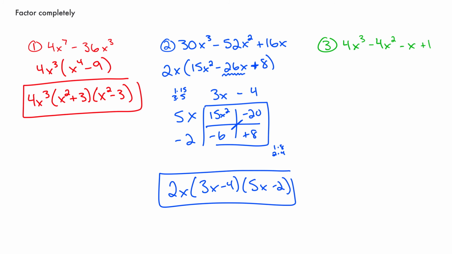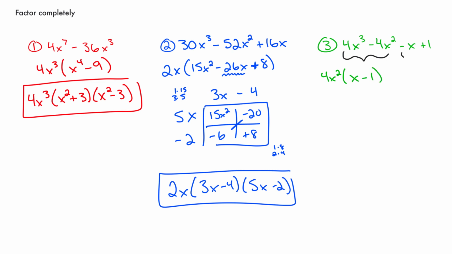All right, and then problem number 3. Problem number 3, there are 4 terms. That means I have to use factoring by grouping. Therefore, I'm going to look at the first 2 terms. They both have a 4 in common. They both have an x squared in common. So it'll be 4x squared that I factor out of that. And I'm left with x minus 1.